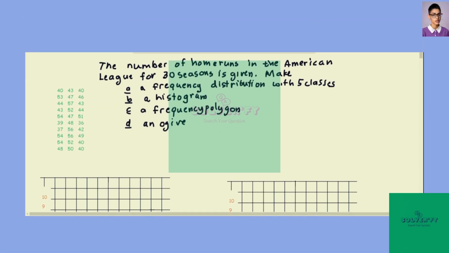Runs in the American League for 30 seasons is given over here on the left in the green. Make a frequency distribution with 5 classes, a histogram, a frequency polygon, and an ogive.